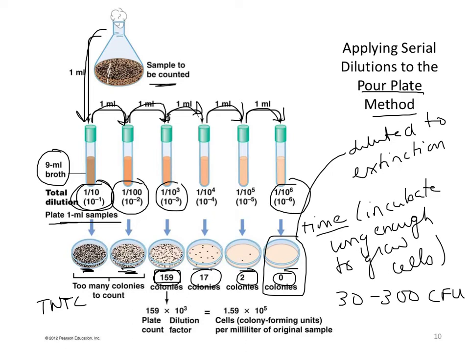We use that count, we multiply it by the dilution factor, which was 10 to the 3 or 1,000, and what we get then is the number of colony forming units per milliliter of the original sample. It's 1.59 times 10 to the 5.